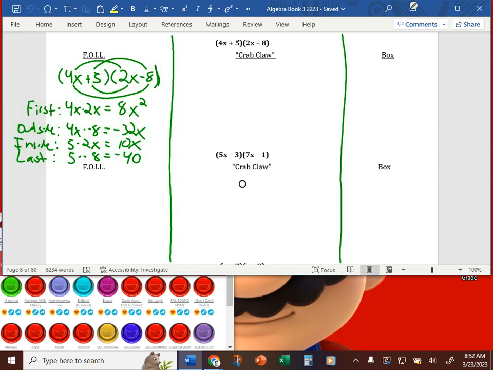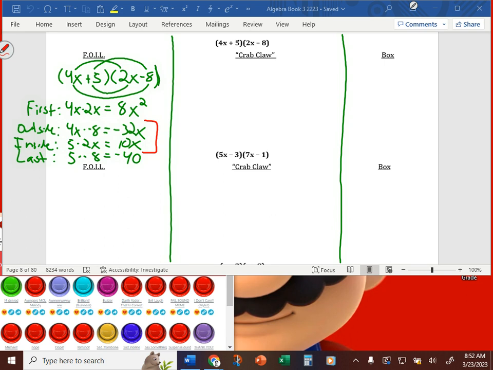What else can we do, or do we need to do to write this expression completely and correctly? Colin? Standard form. Okay. Are there any like terms that we can combine? Yeah. Negative 32 and 10. Okay. If you do this correctly, your first term will always have an x squared to it. Your outside and inside terms will always be like terms that you can combine. And then your last terms will always give you a constant.